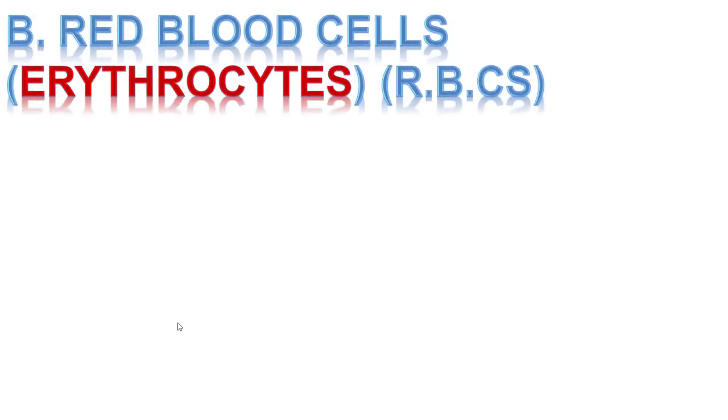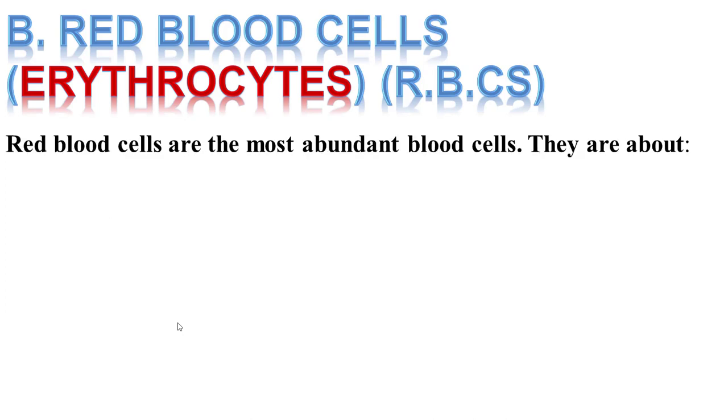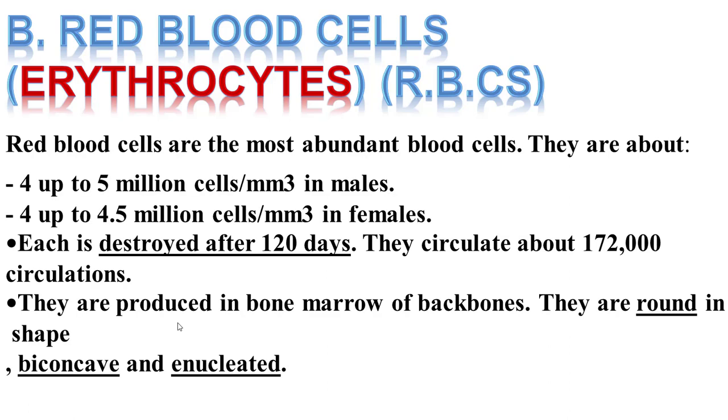Number 2, red blood cells or erythrocytes. Red blood cells are the most abundant blood cells because they exist in a huge number. They are about 4 up to 5 million cells per cubic millimeter in males, and 4 up to 4.5 million cells per cubic millimeter in females. So the average number is between 4 and 5 million. Each is destroyed after 120 days, so its age is 120 days.